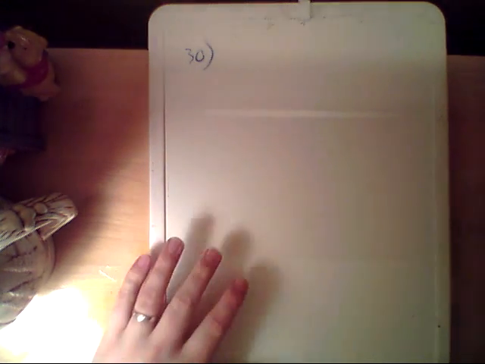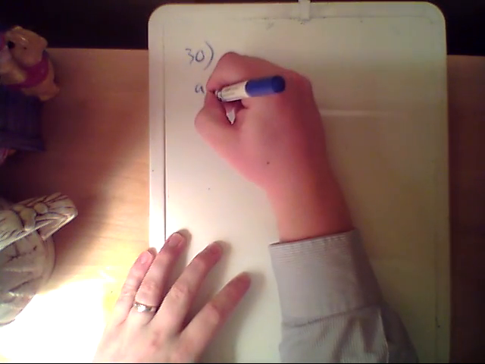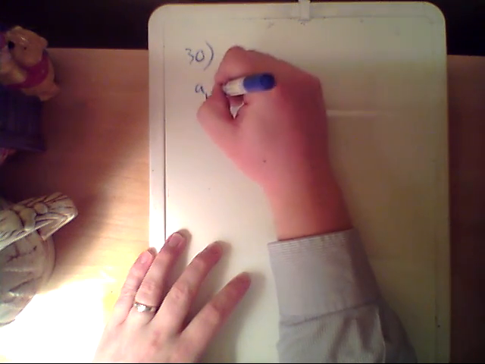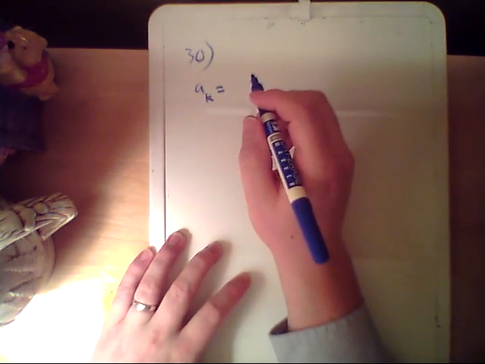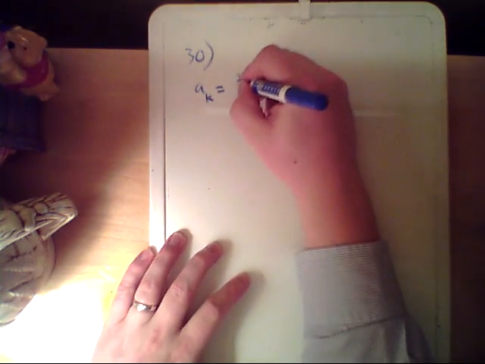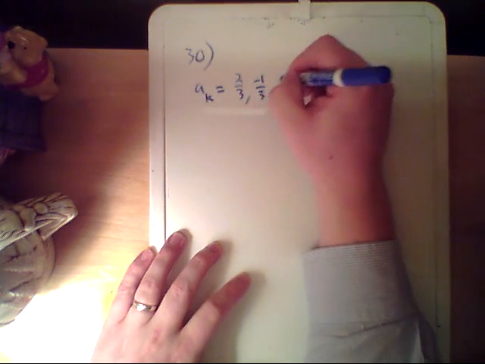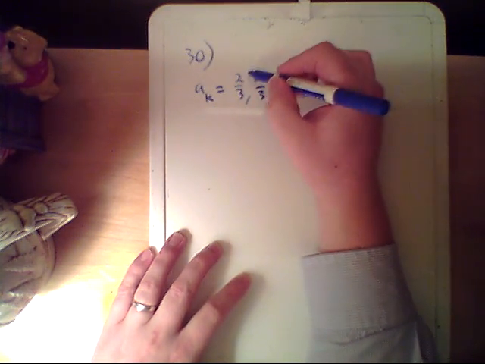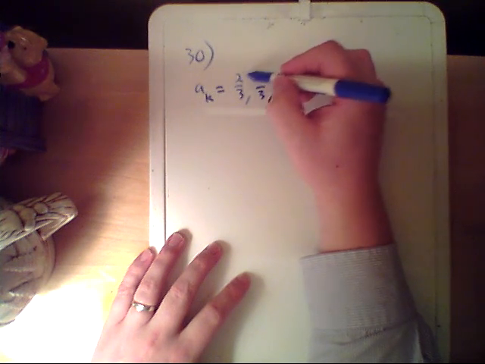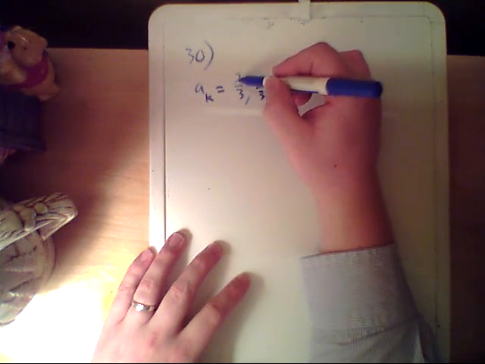Okay, here we go, number 30. Let's see, we're still trying to find the next four terms in the sequence. We got 2/3, -1/3, -4/3. So let's call this a sub k equals 2/3, then -1/3, and -4/3. So our common difference here is going to be, well, 1, right?